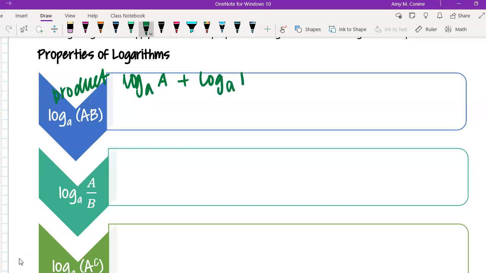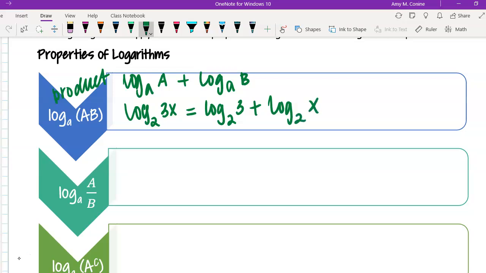We're going to be doing a lot of expanding and condensing. The example I'd like to use is log base 2 of 3x. We could expand this and say log base 2 of 3 plus log base 2 of x, and vice versa. If we had the addition problem, we could combine it into multiplication. So these work forwards and backwards.